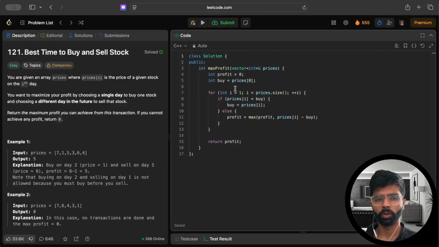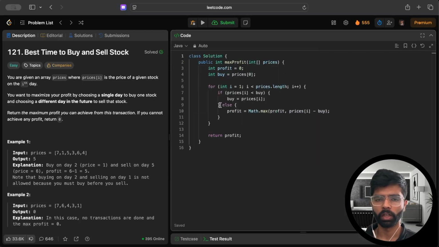C++ code looks pretty much the same, where we have the buy price set to the first value in the array. We loop through the array. We check if the current value is less than what we paid for, and the calculation of profit. Java code again looks the same. The only difference is the way we get the length of the array, and we call a class in Java to get the max of 2 values.